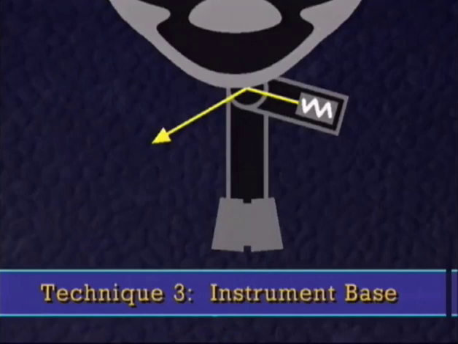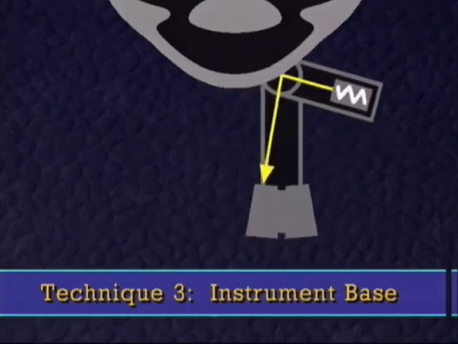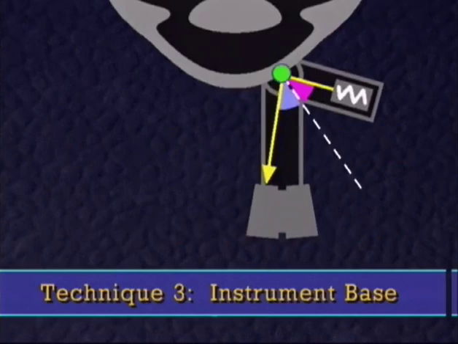In the third technique, the microscope and illumination unit are kept stationary, and only the instrument base is shifted. This means that the tissue surface is scanned until the specular reflex appears in one of the eyepieces. However, in this technique, the point at which the reflex will be observed cannot be known in advance.